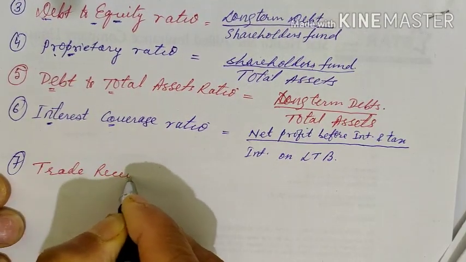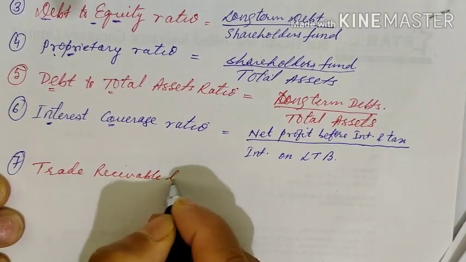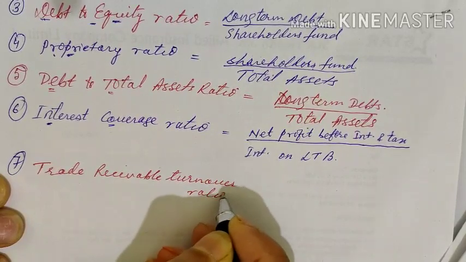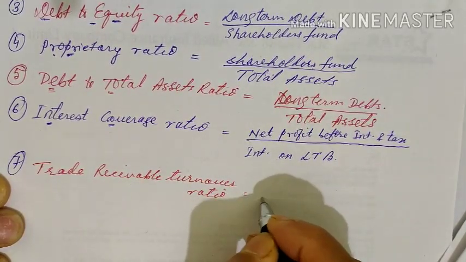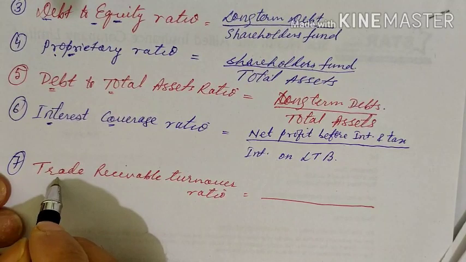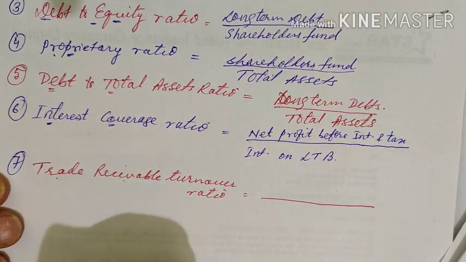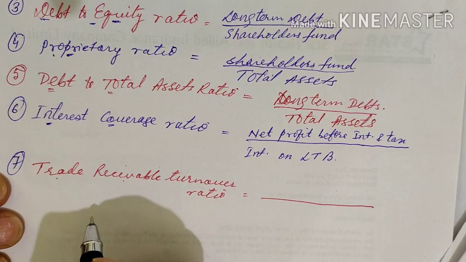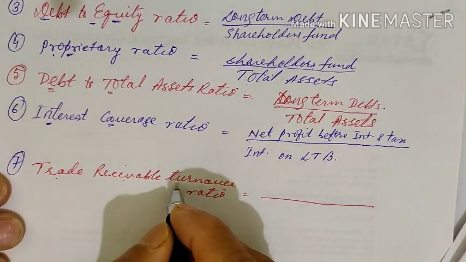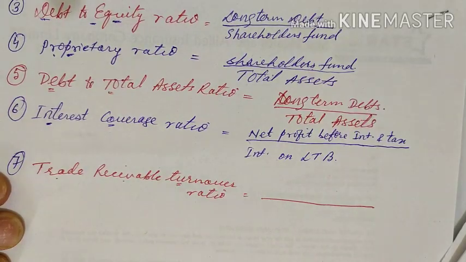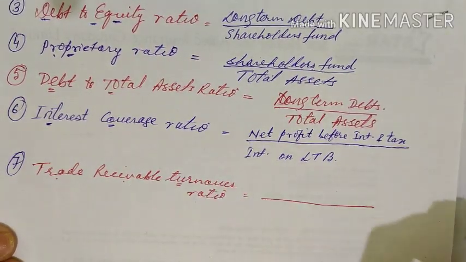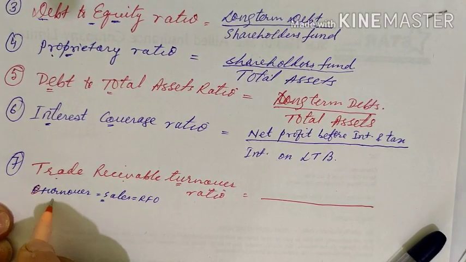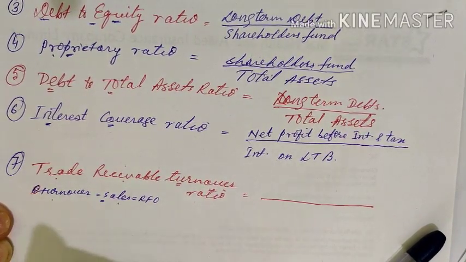Trade receivable turnover ratio. Now what are the two factors here? Trade receivable is one factor here, right? Then what could be the other factor? There is another word here, turnover. What is the meaning of turnover? Turnover means sales. So turnover here means sales or revenue from operation.